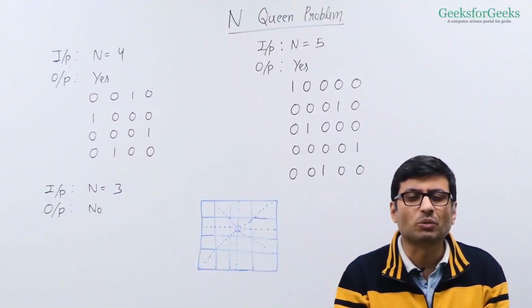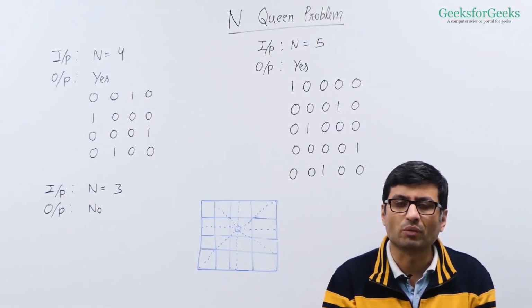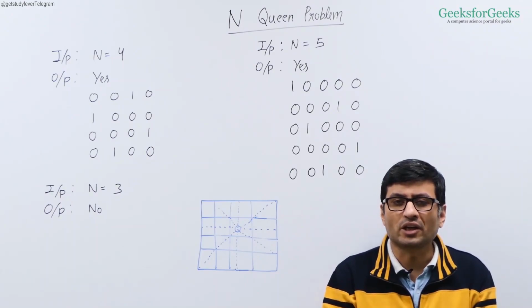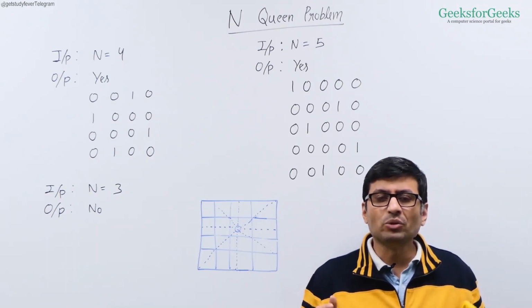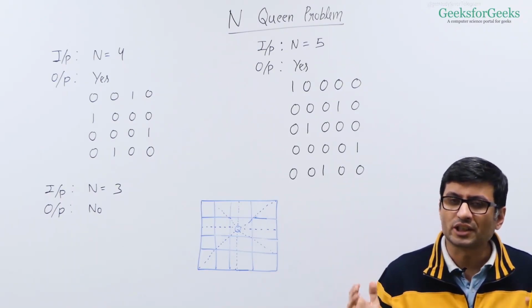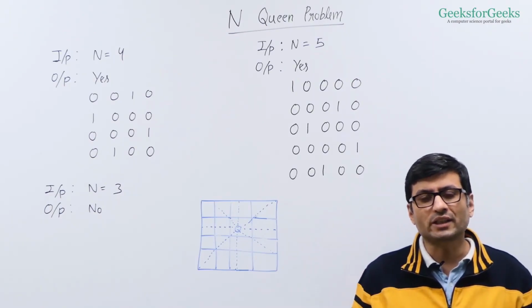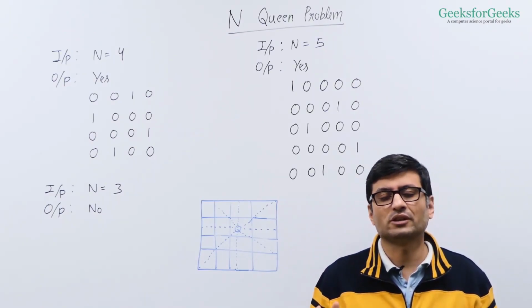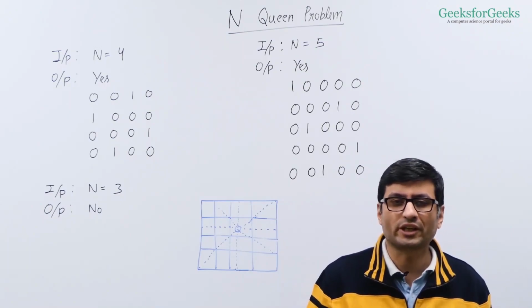Let us talk about this popular problem called the n-queen problem. We are given a number n. We need to consider an n cross n chessboard and we need to place n queens on this chessboard such that no two queens attack each other.